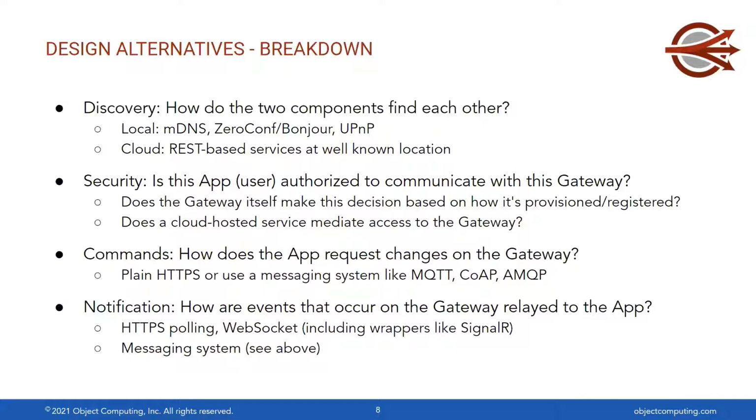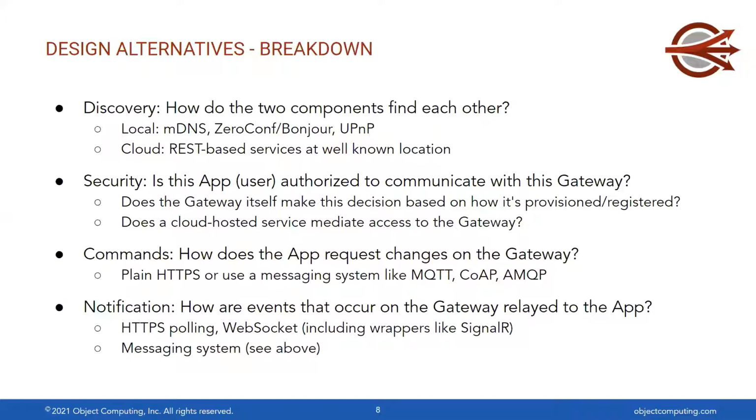So once we've taken care of some of these infrastructure needs, like the discovery and security, we can think about the data flow. So two directions of data flow that here we'll call commands and notification. So commands is if the app wants changes on the gateway, right? So for example, it wants to tell the gateway that the smart lock on the front door should be locked, right? So should it be sending HTTPS? Should there be a POST for that? Or should we employ a messaging system like MQTT, CoAP, or AMQP?